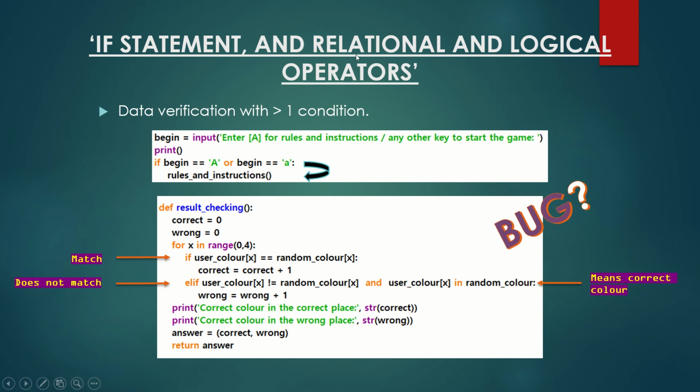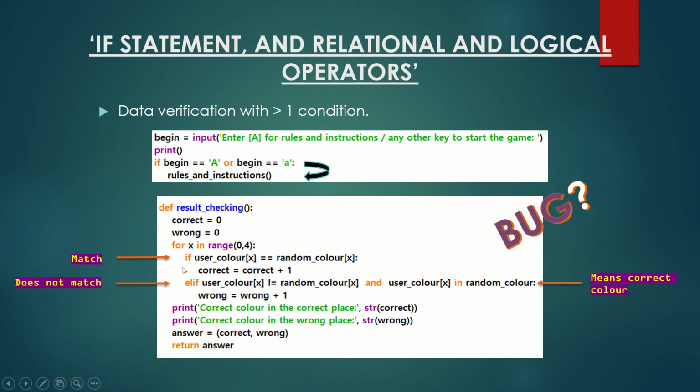Further on, I will explain the if-else statement and relational and logical operators. If-else statements play a part because data verification with more than one condition is required in this program. In the first scenario, the program uses it to verify if the user selects A to show rules and instructions, or any other key to start the game. The second if-else scenario is to compare the user color with the random color to generate clues.